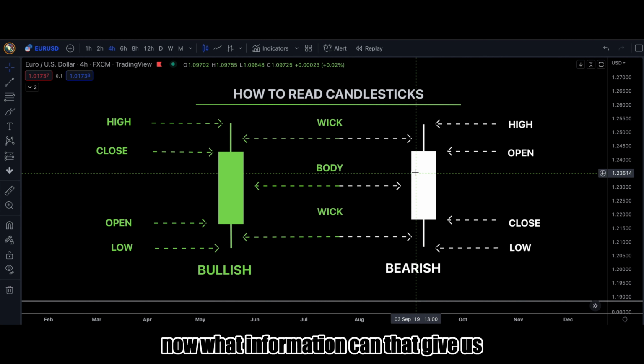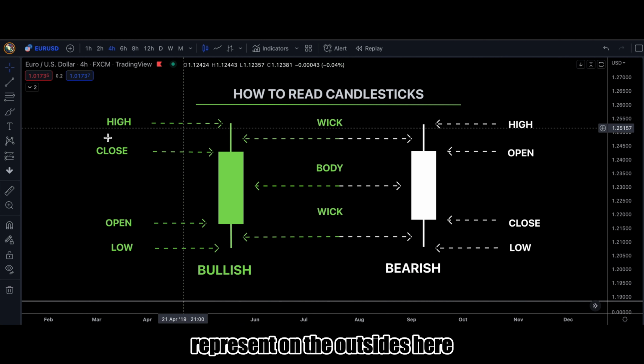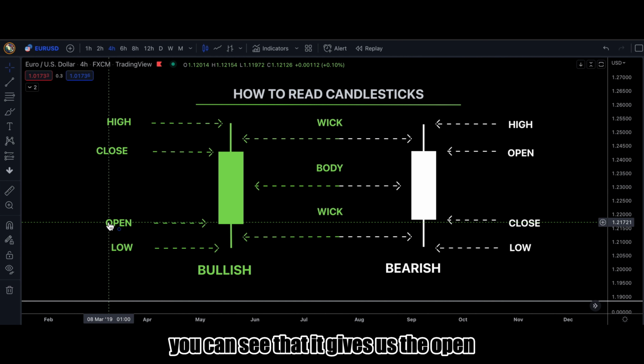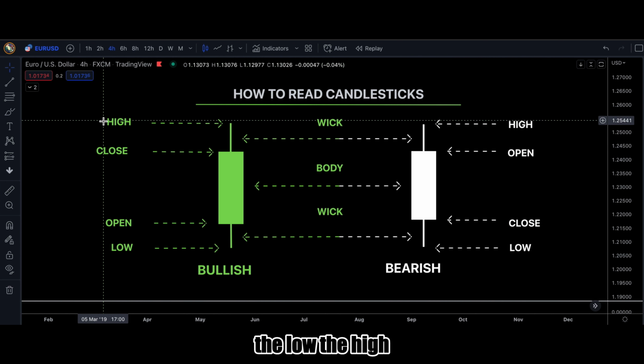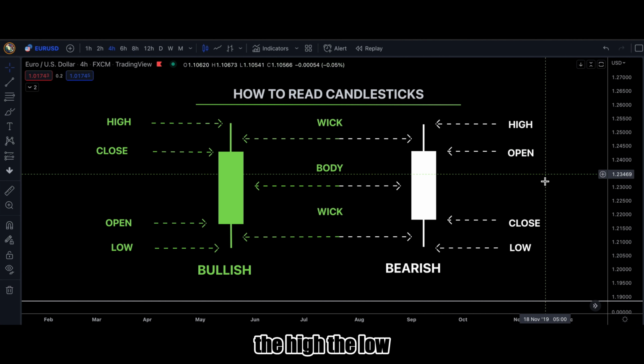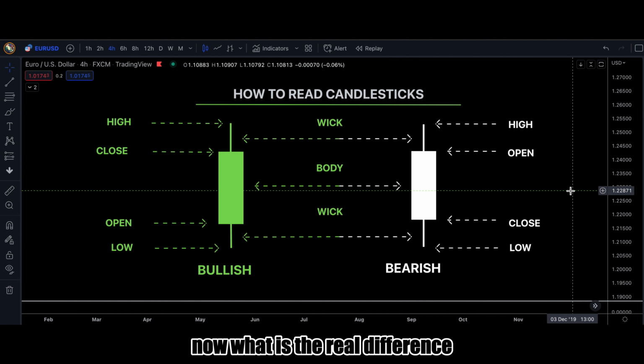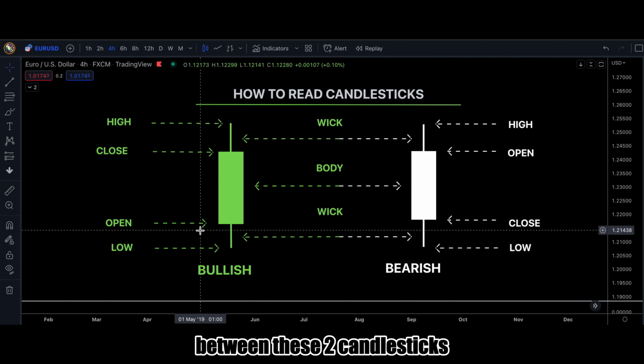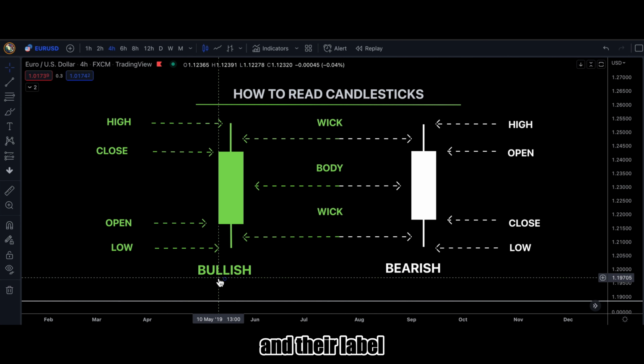Now what information can that give us? Represented on the outsides here, you can see that it gives us the open, the low, the high, and the close. And on a bearish example, it'll give us the open, the high, the low, and the close. Now, what is the real difference between these two candlesticks, obviously besides color and their label?